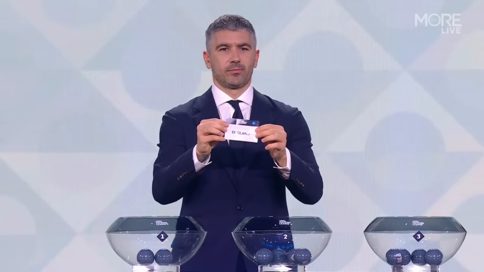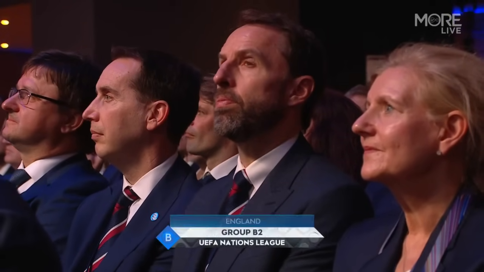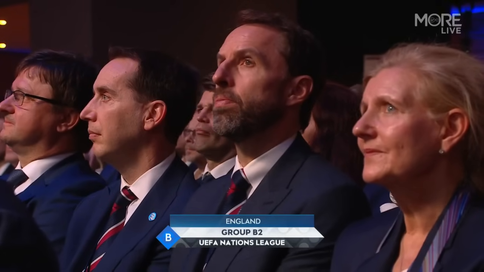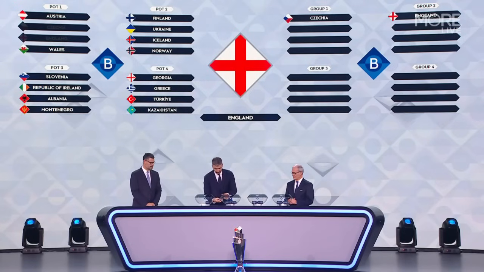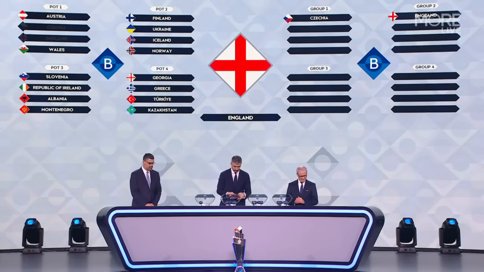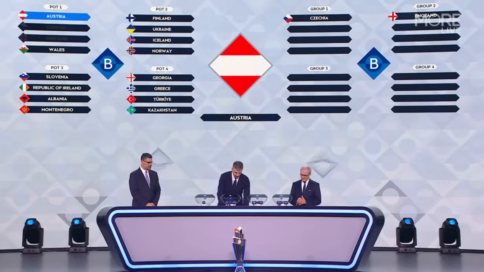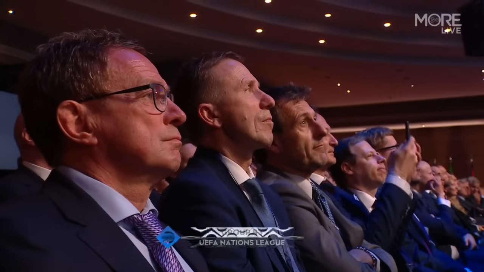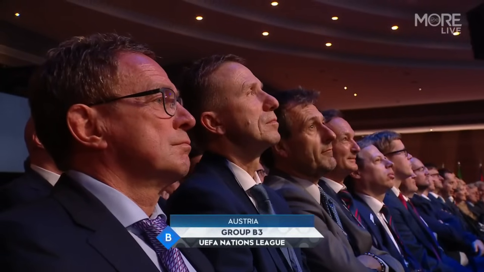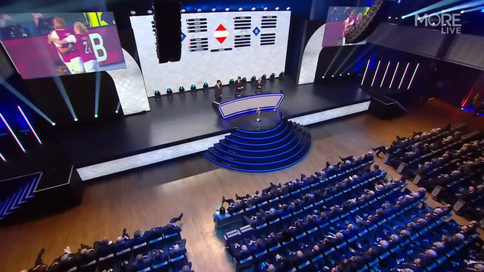England. And now we go with England, the first participation outside of League A. Group B2 for England, who were third ranked in the very first edition in 2019. Austria. And now Austria, Group B3. For Austria, group winners also in their last League B participation, 2020-21. Only one top-seeded team is required. Wales. Group B4, and of course, we have Wales joining Group B4.